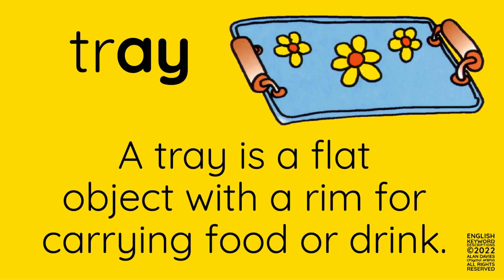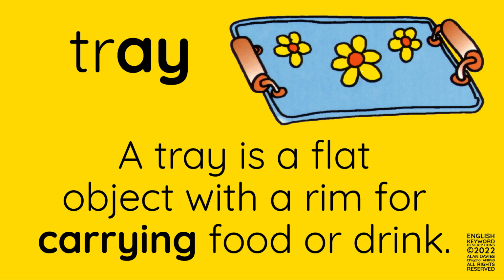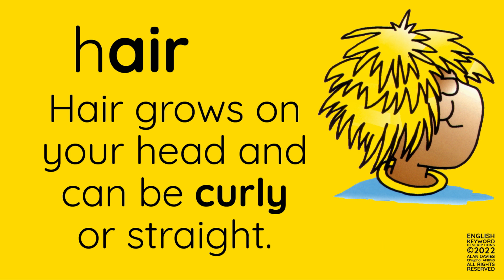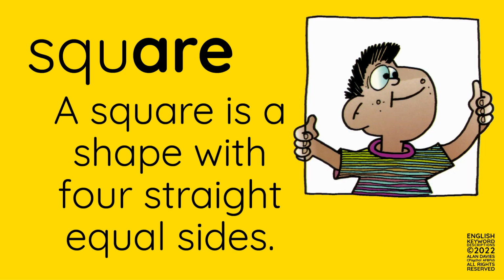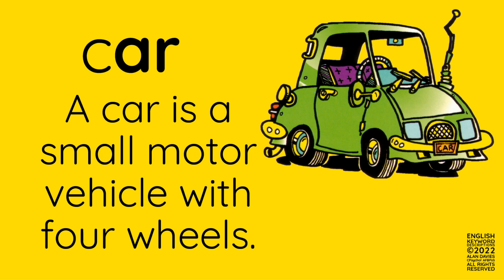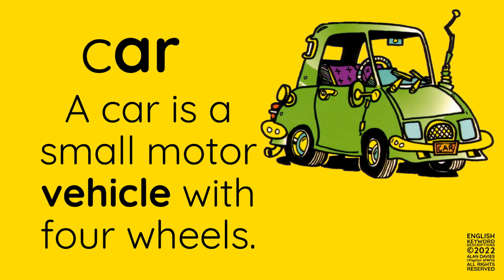Tray. A tray is a flat object with a rim for carrying food or drink. Hair. Hair grows on your head and can be curly or straight. Square. A square is a shape with 4 straight equal sides. Car. A car is a small motor vehicle with 4 wheels.